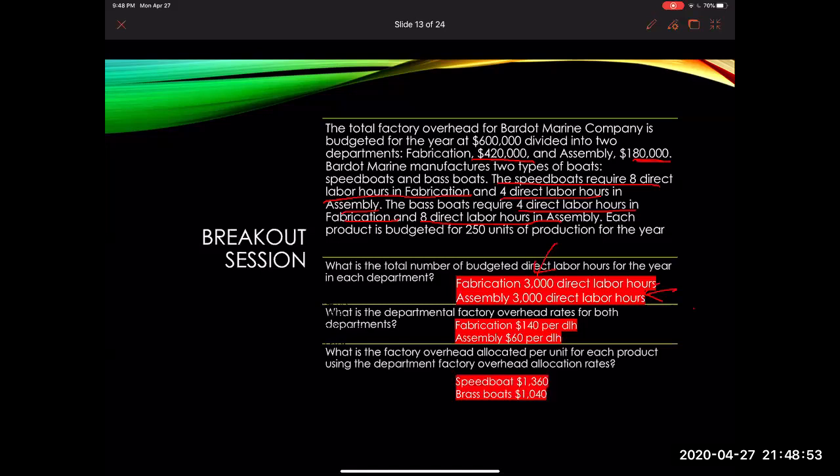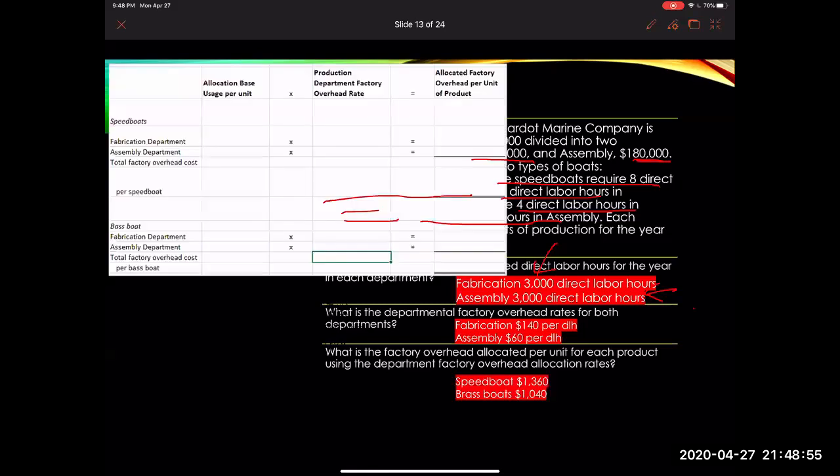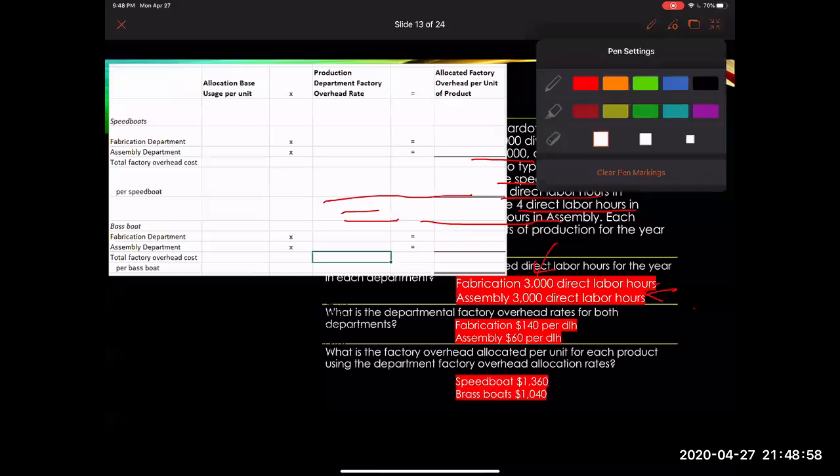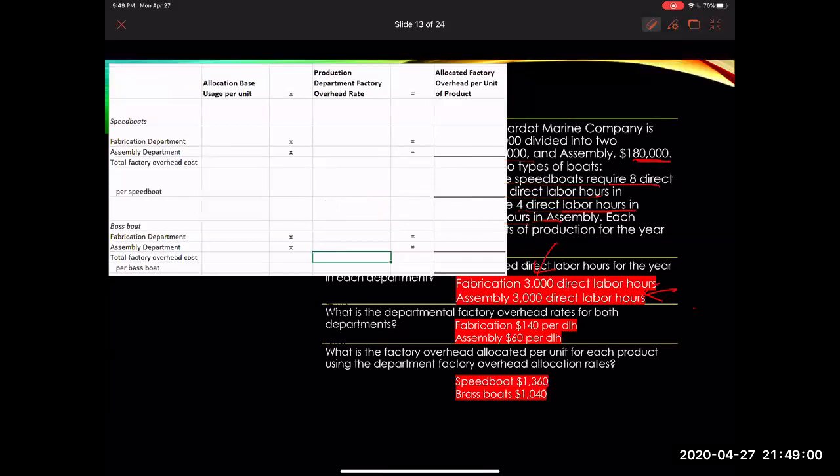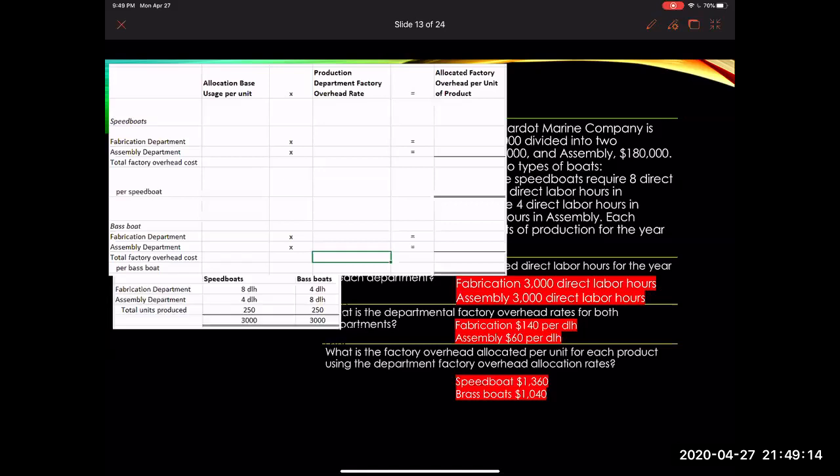Okay, so this is the number that I came up with, but let's walk through this example, okay? All right, so let's start with the first part. We're going to start with the speedboat. So in the speedboat, it's looking for the allocation-based usage per unit. So we remember in the prior step, we got our breakdown from here. So we're going to fill that in.